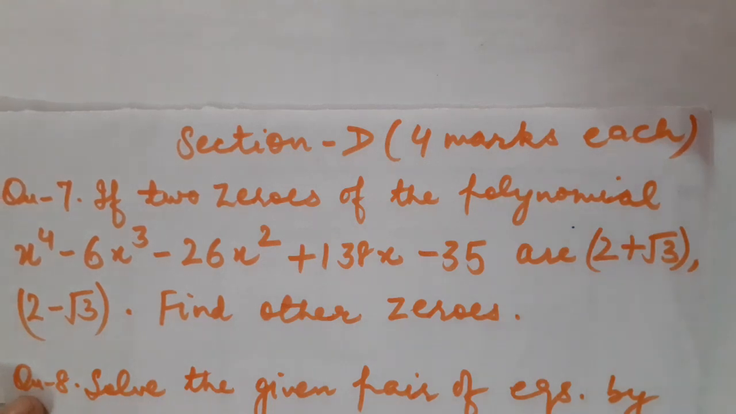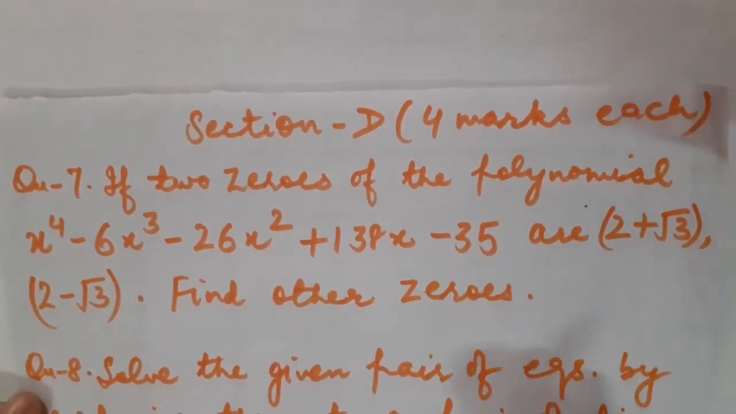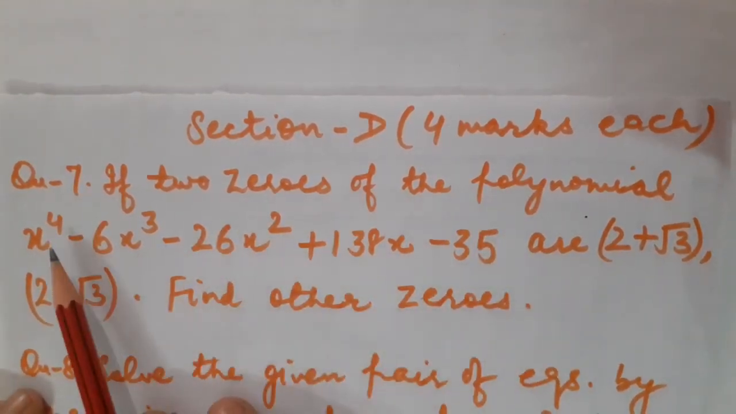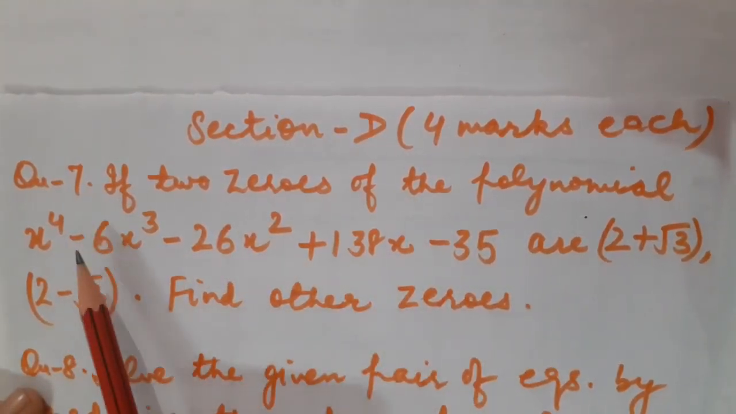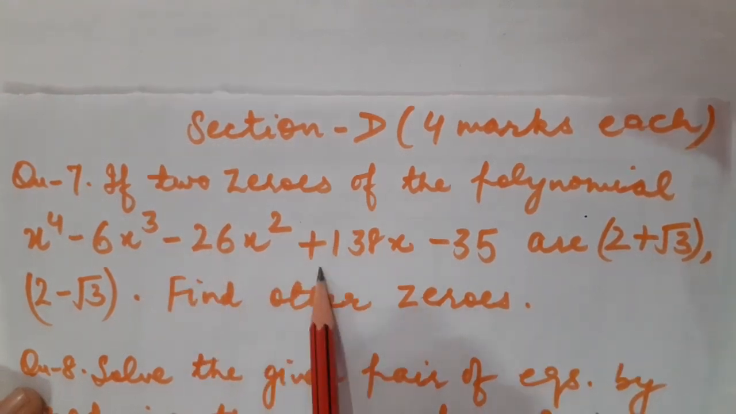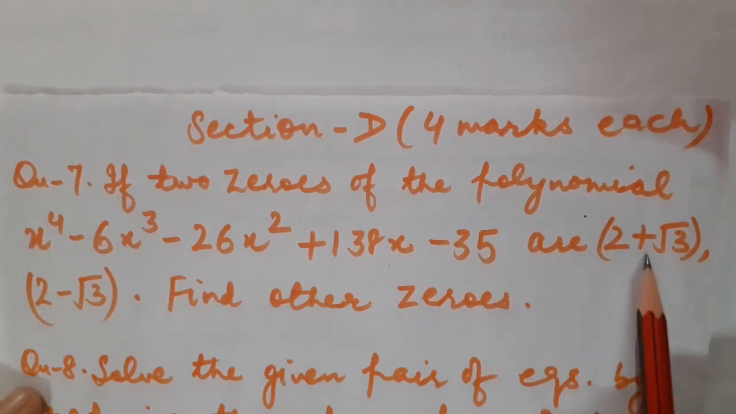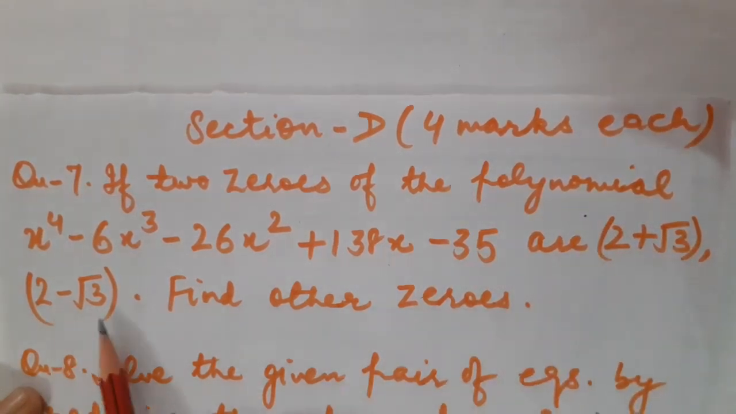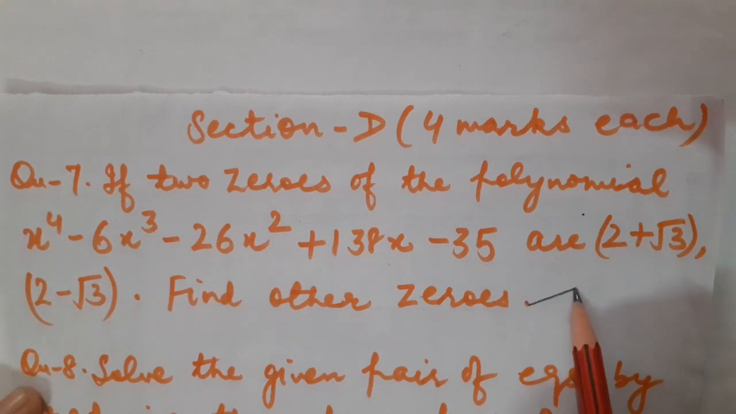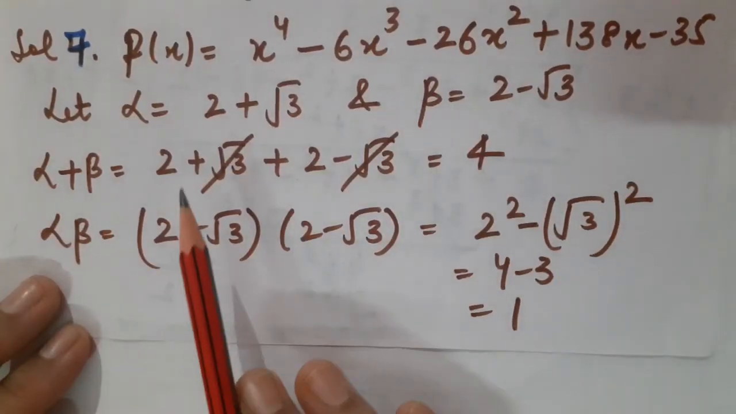Now children, let us switch to the next section, that is section D, 4 marks each. If two zeros of the polynomial x raised to the power 4 minus 6x cube minus 26x square plus 138x minus 35 are 2 plus root 3 and 2 minus root 3, then find the other two zeros. Clear, children? So here is the solution.